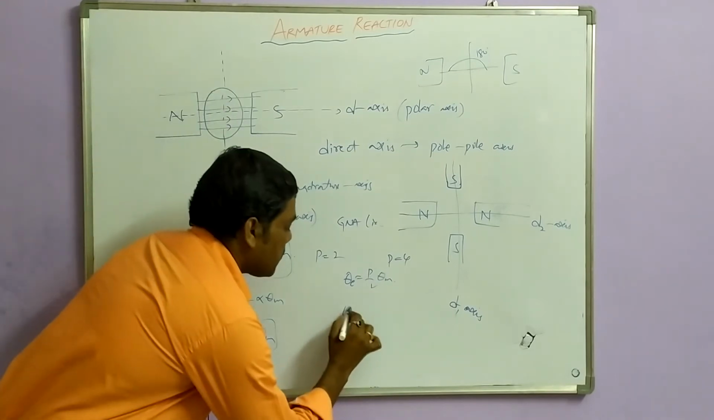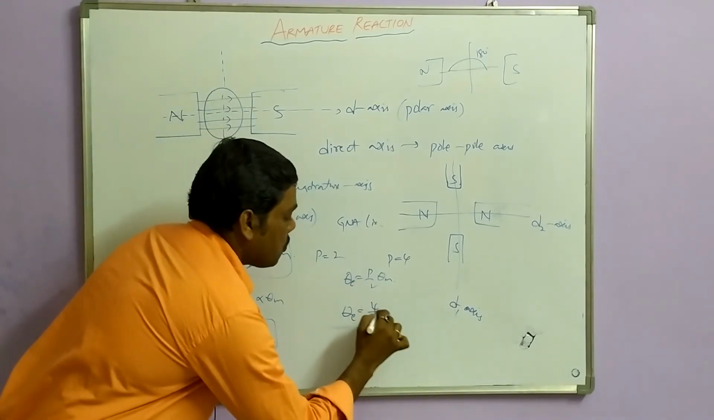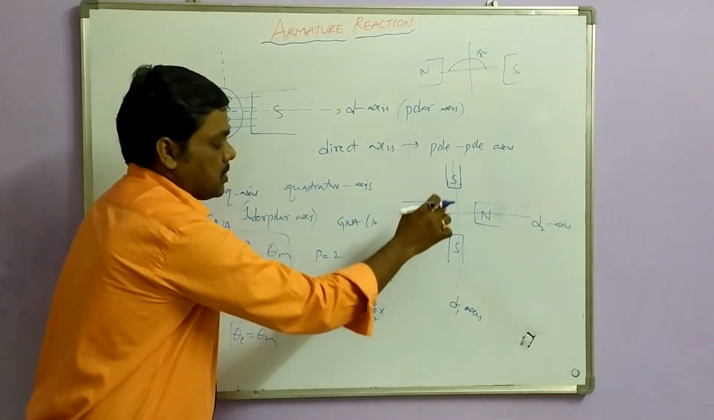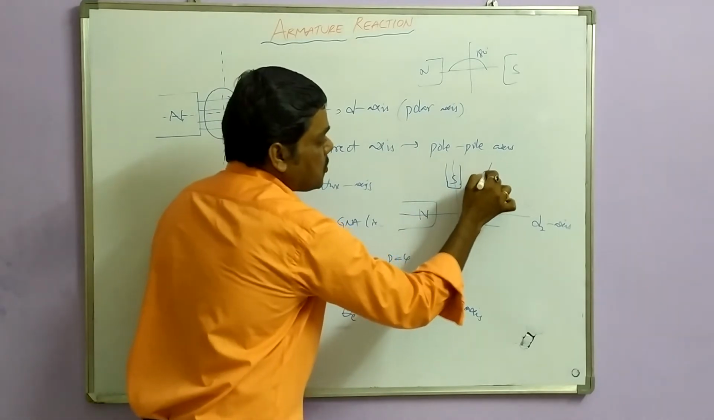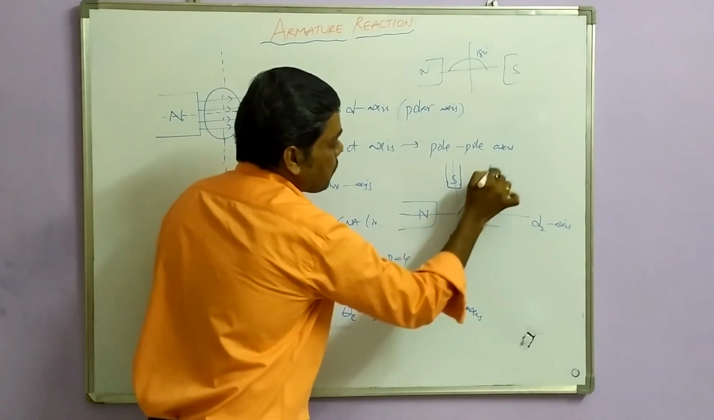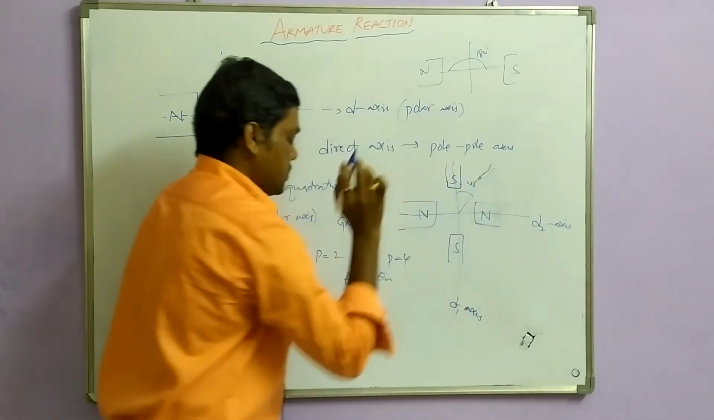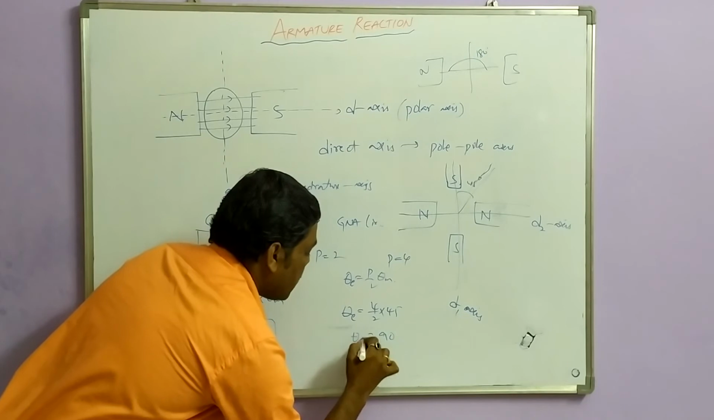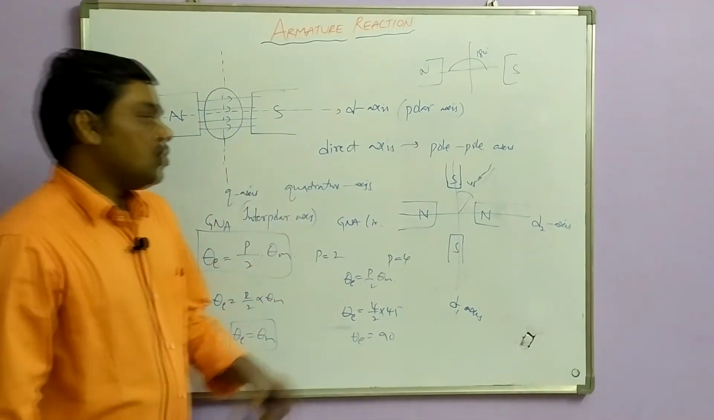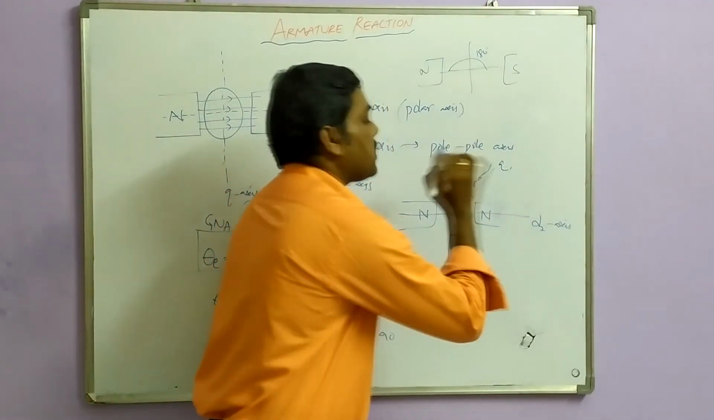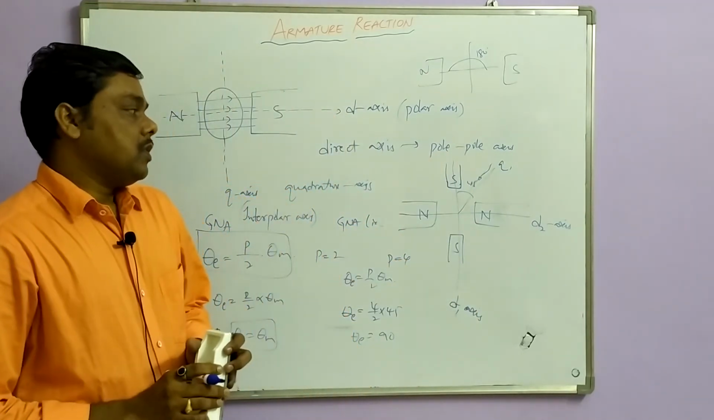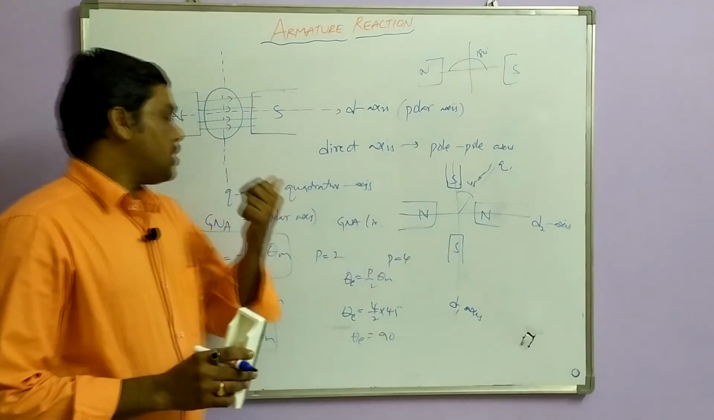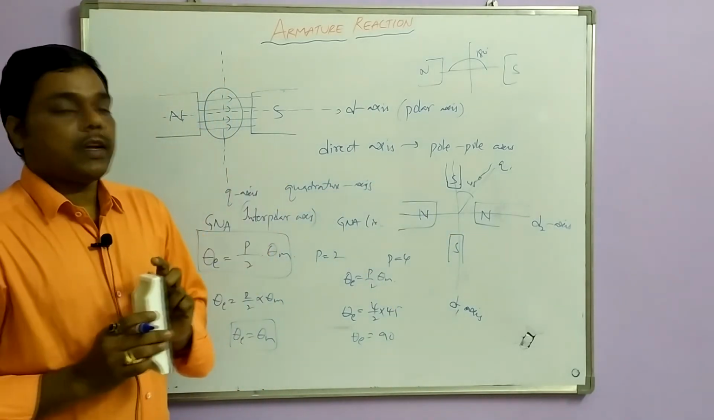Now theta electrical is equal to 4 by 2 into theta mechanical, since we have 4 poles. Suppose your theta mechanical, this line, is 45 degrees. Now theta m is 45 degrees, so how much are you getting? 90 degrees. Now this will be the quadrature axis 1. So the main difference for a 2-pole and 4-pole machine, in terms of quadrature and direct axis, is different.